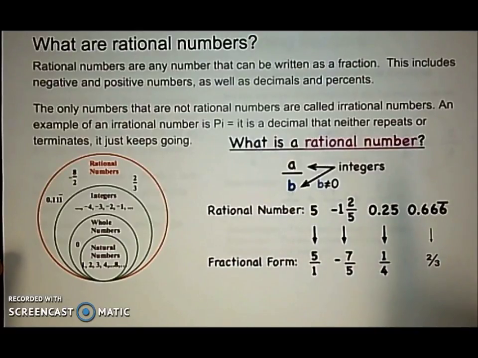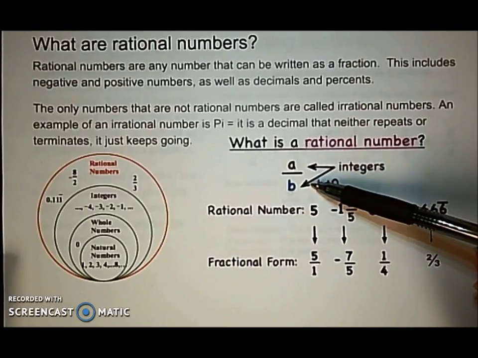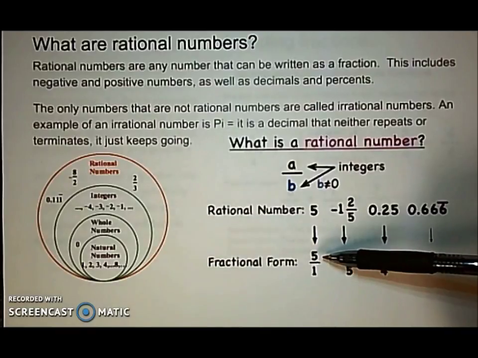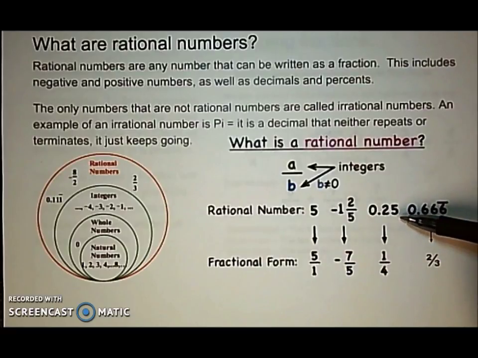So what we have done here is some examples of rational numbers. I can write it as a fraction a over b, as long as b isn't 0. 5 is a rational number. I can write that as a fraction, 5 over 1. Negative 1 and 2/5, same thing, I can write as negative 7/5. 25/100 I can write as 1/4. And here's an example of one where we have repeating: the fraction 2/3, which is the repeating decimal 0.6, or 6/10, and then it just keeps repeating.